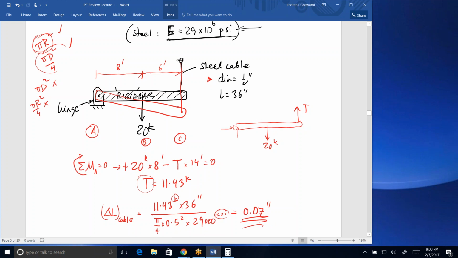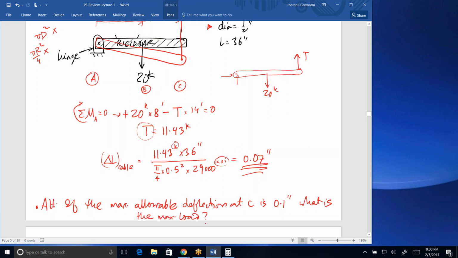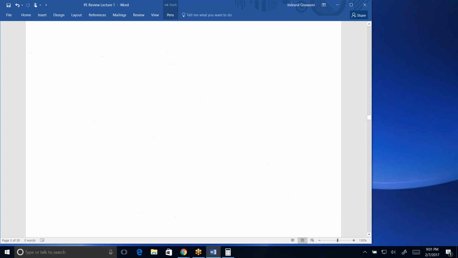But if the question was phrased like, if the maximum allowable deflection on the cable is 0.1 inch, what is the maximum force you can put on here? You can just put a different spin on it, just turn the question around. Alternatively, if the maximum allowable deflection at C is 0.1 inch, what is the max load P? Then you can go backwards, but you have to make sure that if you have to say something like this, delta, which is TL over AE, must be less than or equal to 0.1 inch, which will lead to a condition like T must be less than or equal to something, which will lead to a condition which is P must be less than or equal to something.